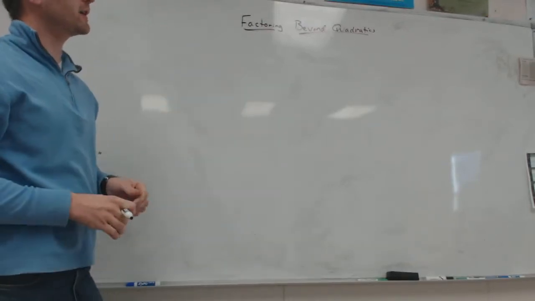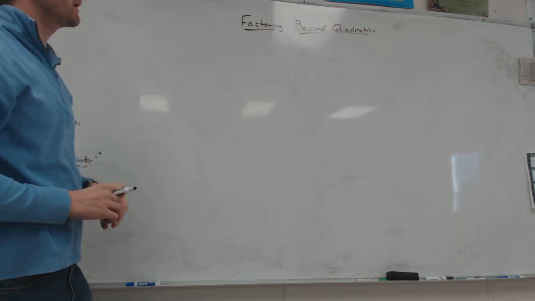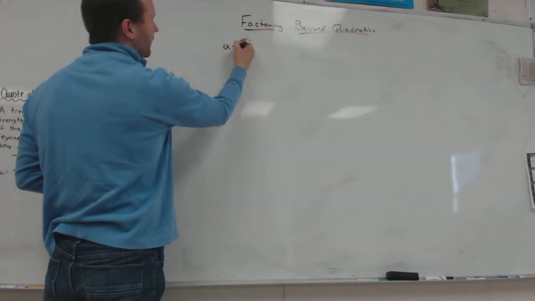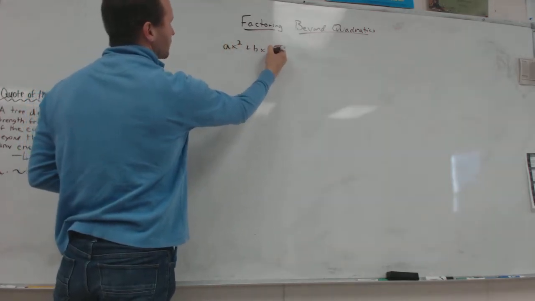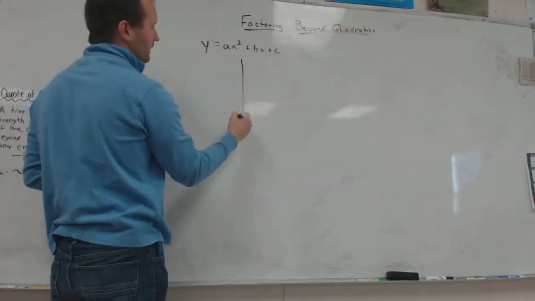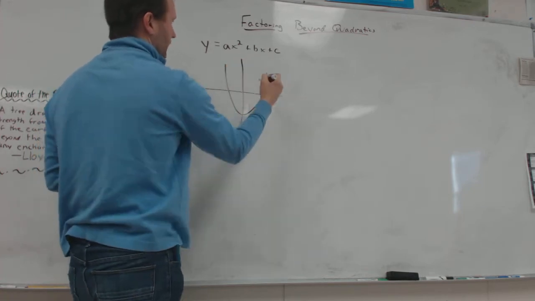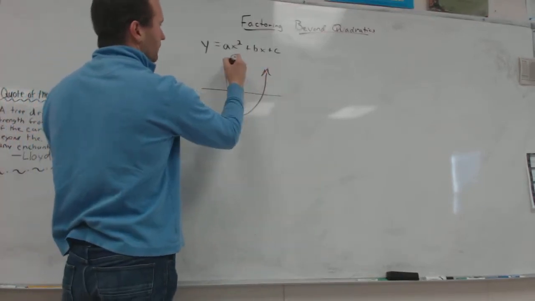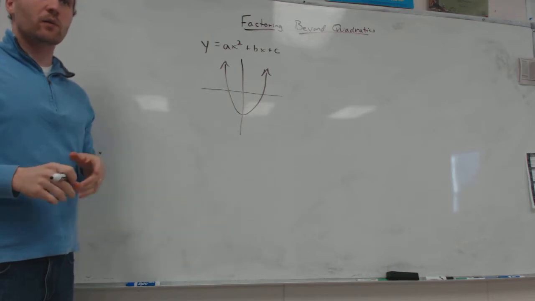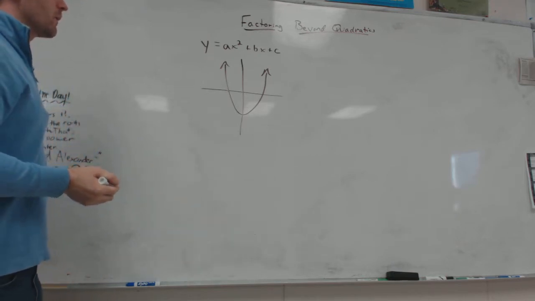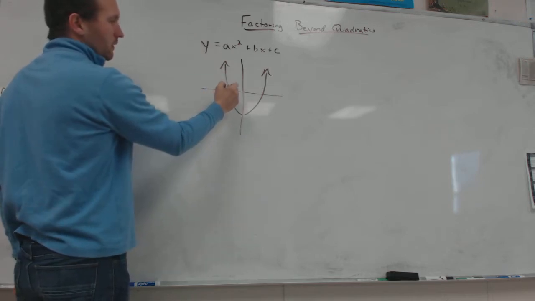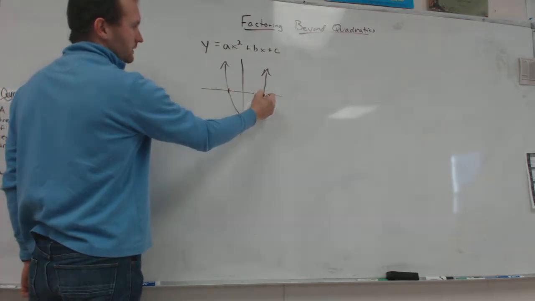Today we're going to talk about factoring beyond quadratics. What I mean by this, we've been focusing on ax squared plus bx plus c, right? And when we set that equal to y, it forms a parabola, right? This sort of graph. Now when we factor, we haven't really gone over this, but what we're finding when we factor something like this is we're finding the points where y is 0, which are the places where it crosses the x-axis.